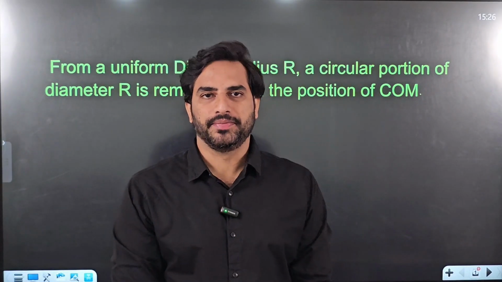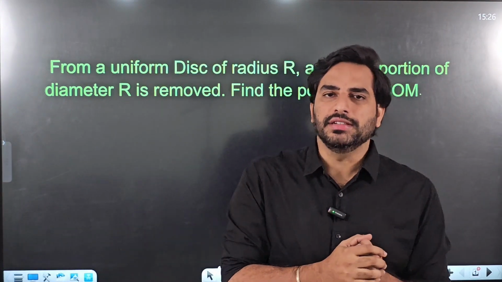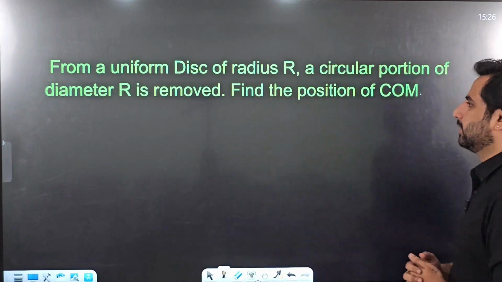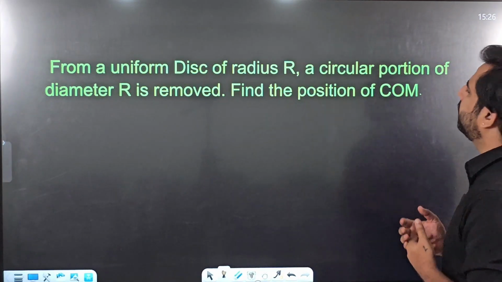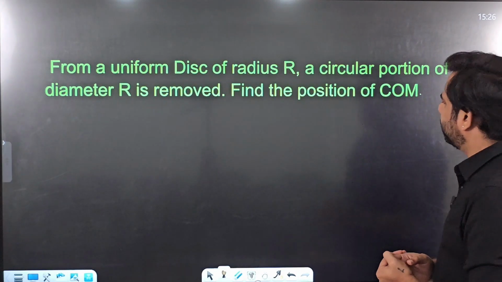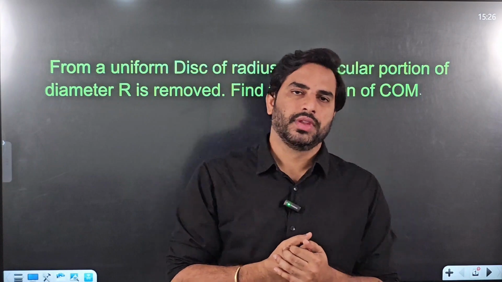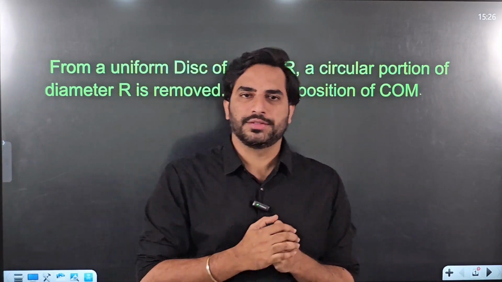This is Vikram Dachepally. In this video, I'm going to discuss a very interesting mathematical technique to solve problems like this. From a uniform disk of radius r, a circular portion of diameter r is removed. Find the position of center of mass, rather the new position of center of mass. This method is known as the negative mass method.